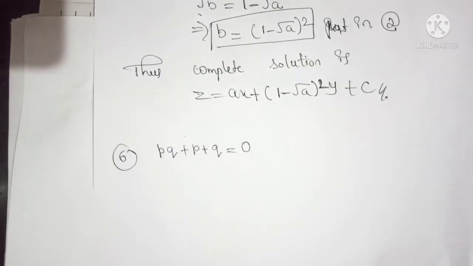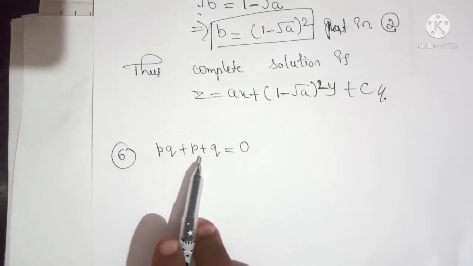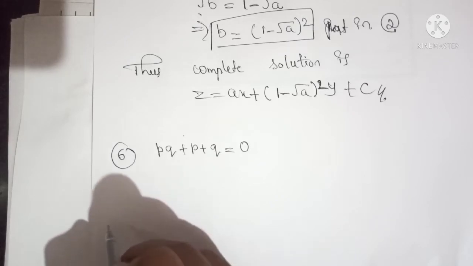Next we have one more example. PQ plus P plus Q is equal to 0.